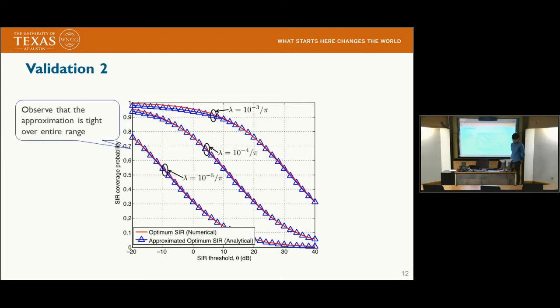Now we provide another validation for our approximate optimal selection threshold. In this graph, we observe that the approximate optimal threshold performed quite well compared to the other threshold, which is obtained numerically.